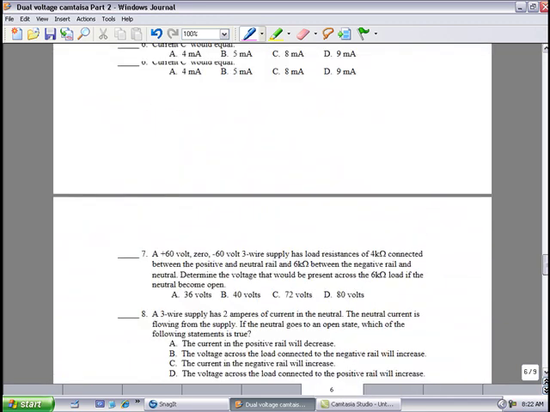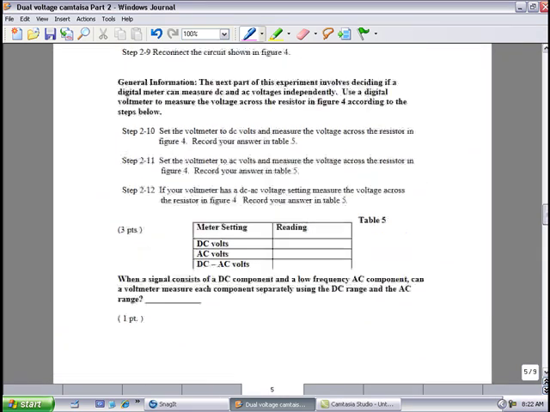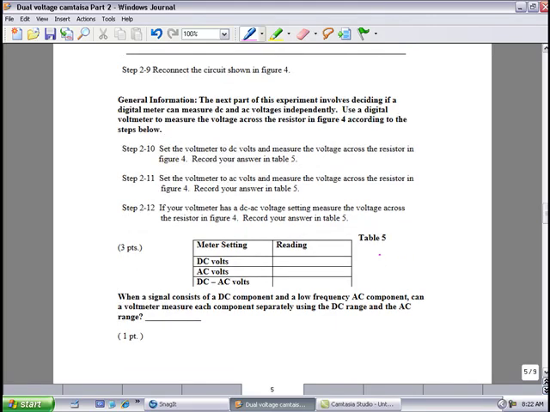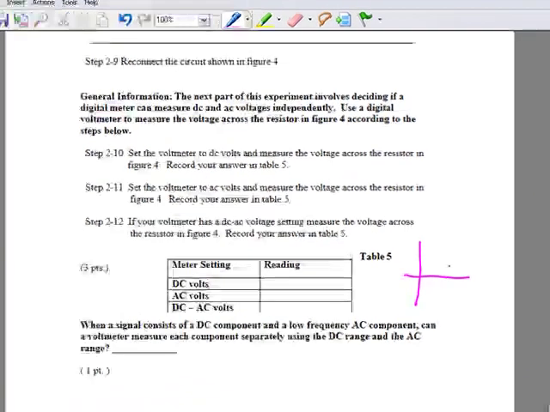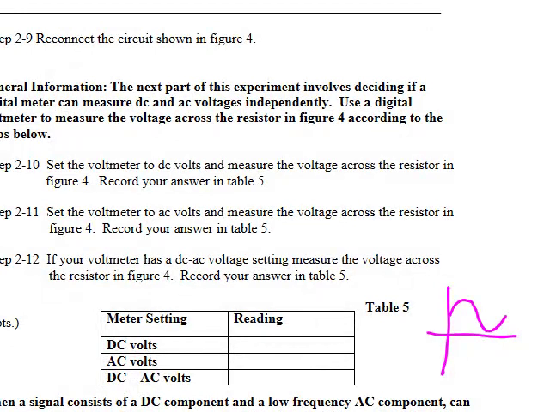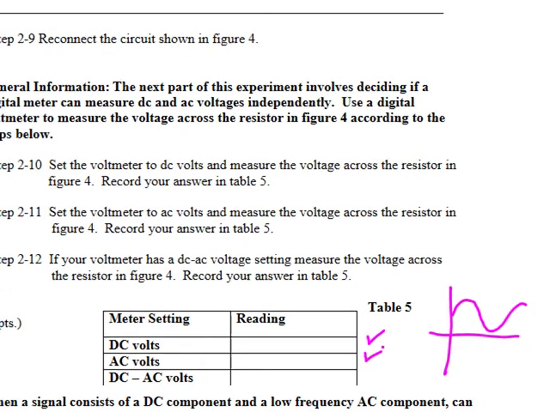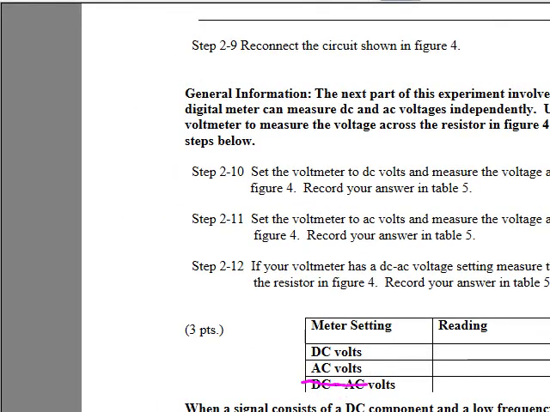Now, the very last portion of the lab, we're just taking a look to see if you have a signal that's riding on a DC level. Can you measure the DC component separately? Can you measure the AC component separately with a meter? You probably will not be able to do this last portion unless you have a true RMS meter. A true RMS meter will measure the combination. That concludes the introduction.